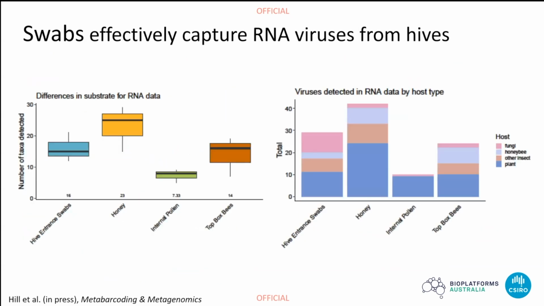We also were interested in how we could be using these different sample types for detecting viruses, and we're seeing a similar result where the hive swabs and also the honey were performing really well. Overall, this was helping to demonstrate how we can be using these eDNA methods, particularly the swab samples, as a way for broader biosecurity surveillance using hives.